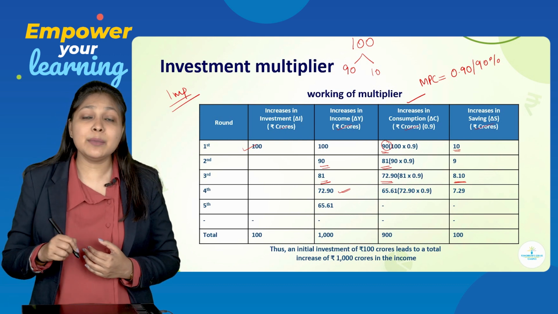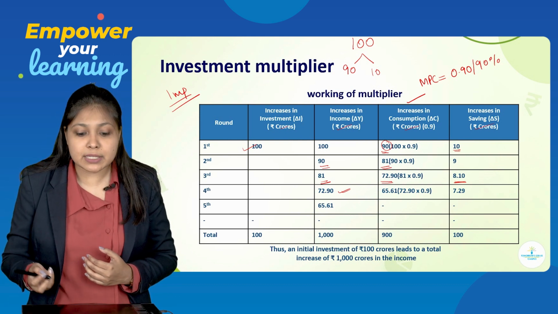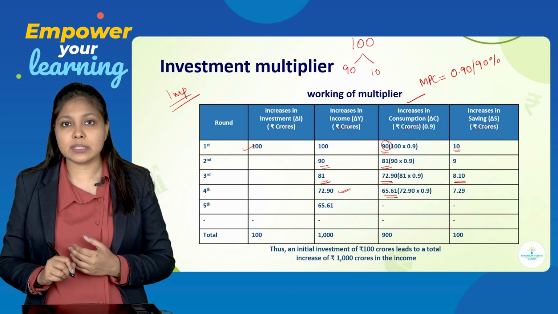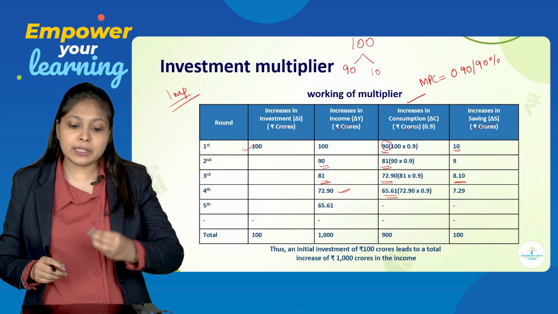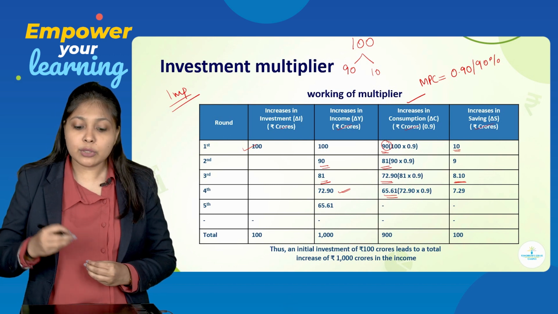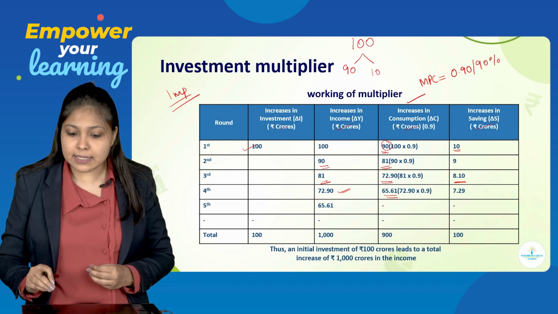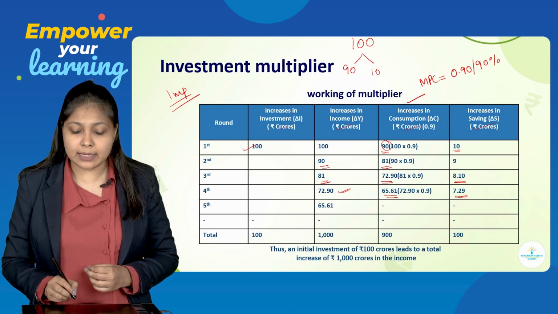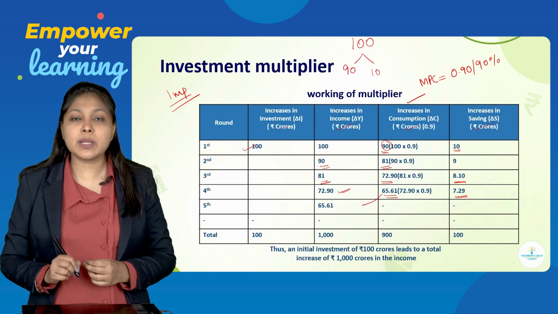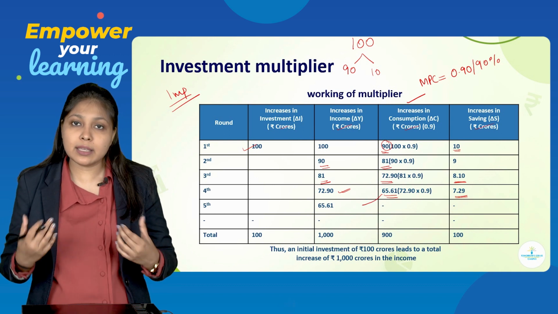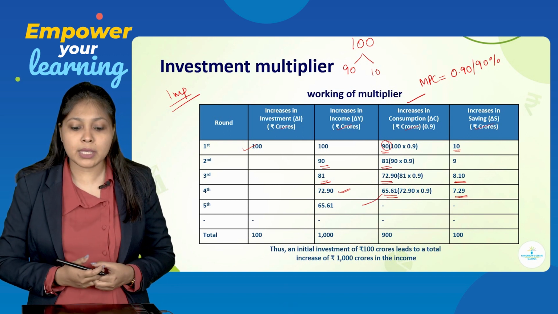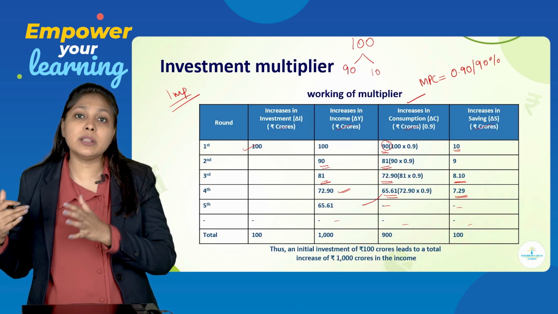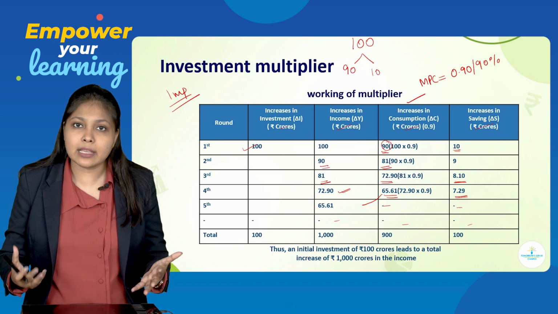Again, 90% of 72.90 is 65.61. So from the 72.90 income, you will be consuming 65.61 and the remaining will go for savings, that is 7.29. Again, this 65.61 is in the economy, this is the income generated in the economy. So this cycle will keep on continuing in the economy like this.